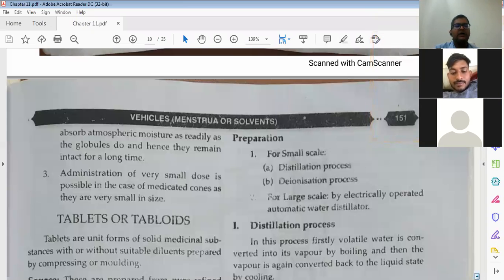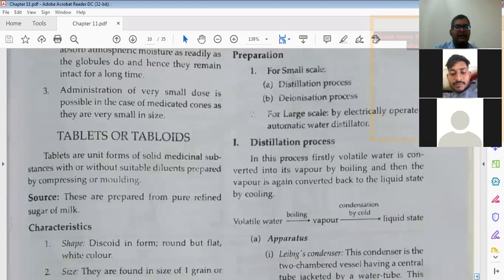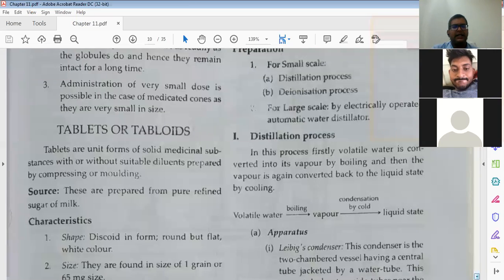Tabloids or tablets. Tablets are unit forms of solid medicinal substances, with or without suitable dilutions, prepared by compressing on a machine. Source: they are prepared from pure refined sugar of milk. You already know the size of tablets; as per the size, there may be different tablets.